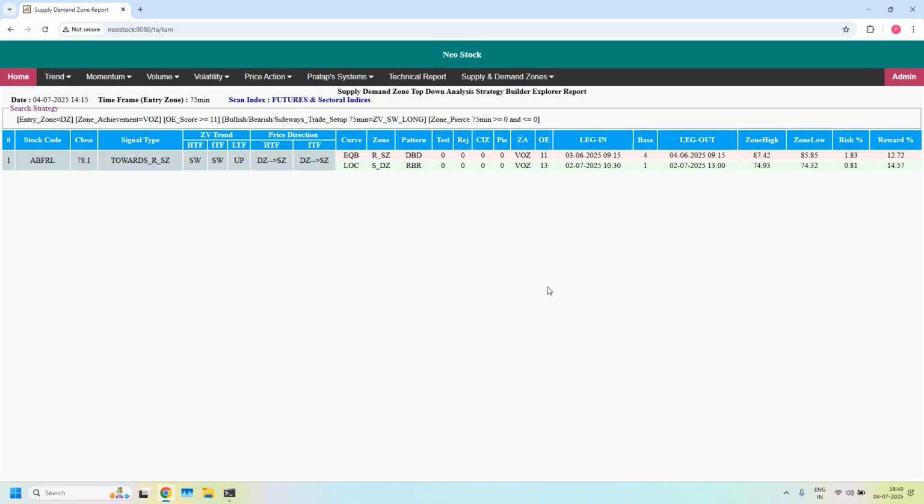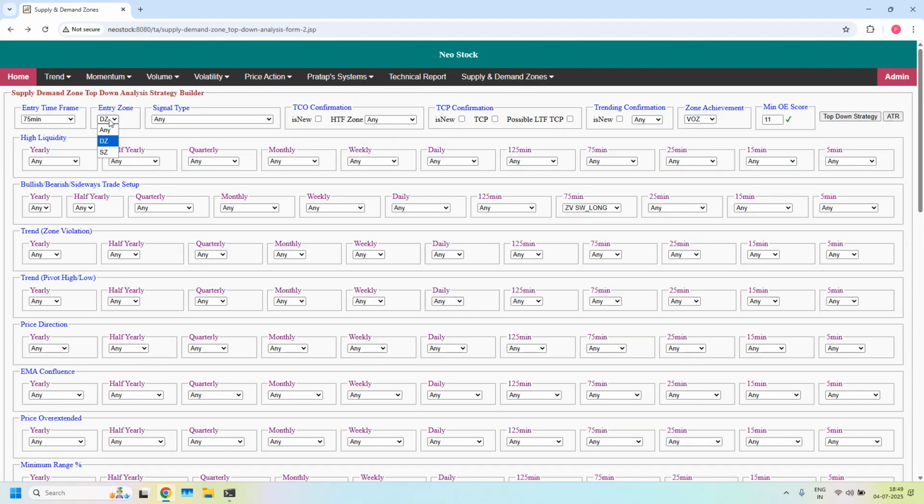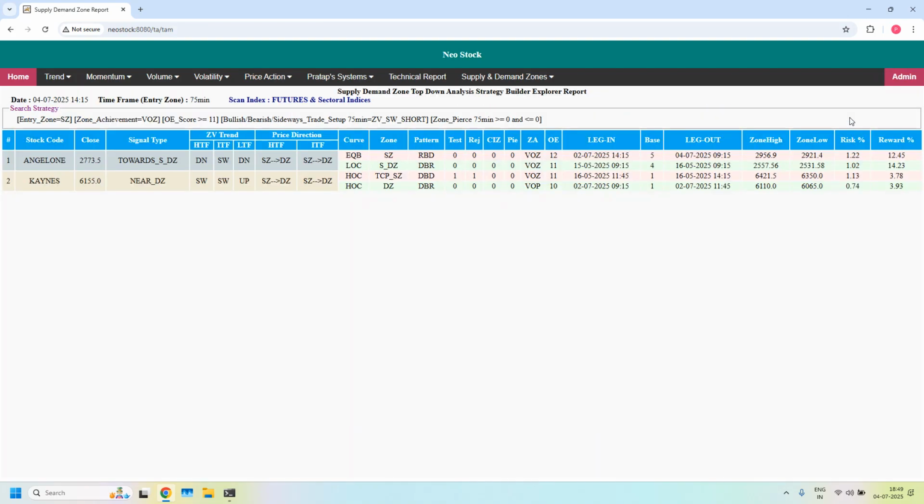Okay, next we will look into sideways short trade setup for weekly income trade. The changes are 75 minutes supply zone and also here sideways short. Now the filters, all the filters are applied to 75 minutes supply zone. We got two stocks. And entry time frame zones are 75 minutes supply zones. So this is tested already once.